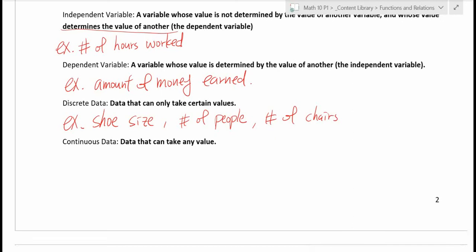Whereas continuous data is data that can take any value. So for example, time, right? You can split time into smaller pieces, and that's fine. You can have 1.350012 seconds.